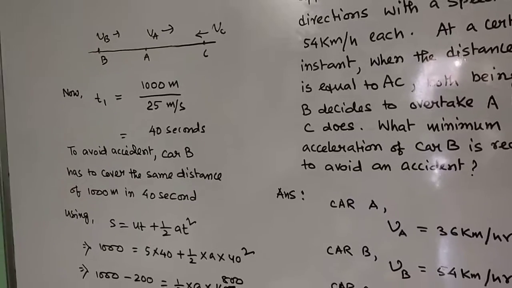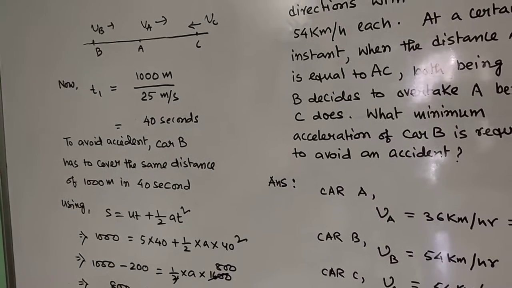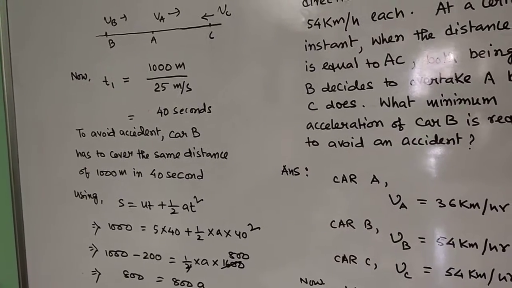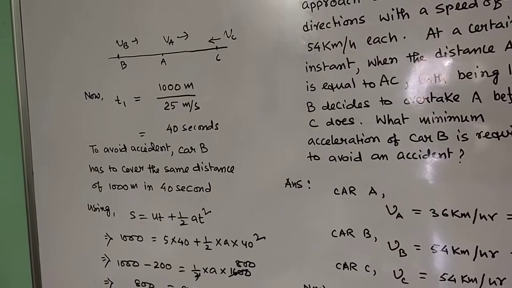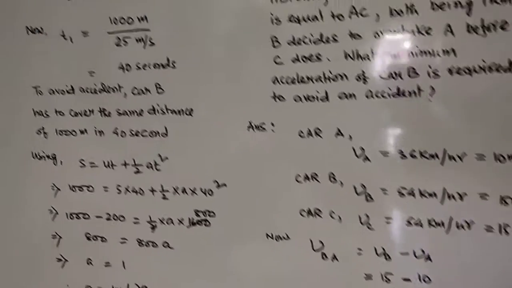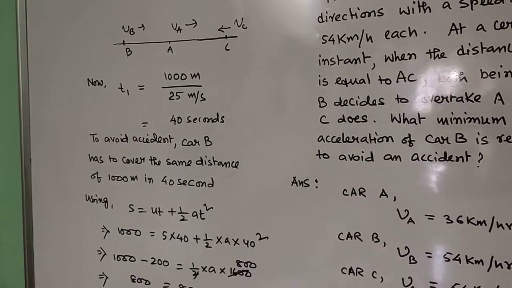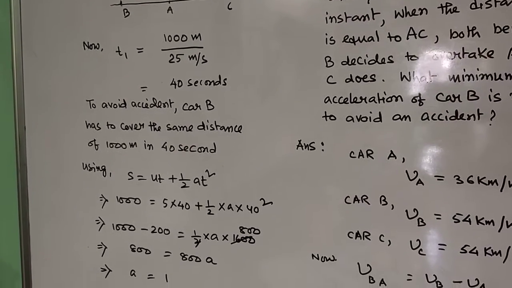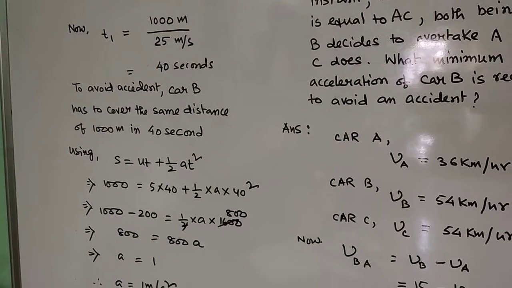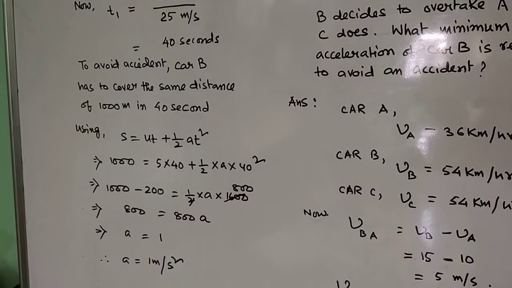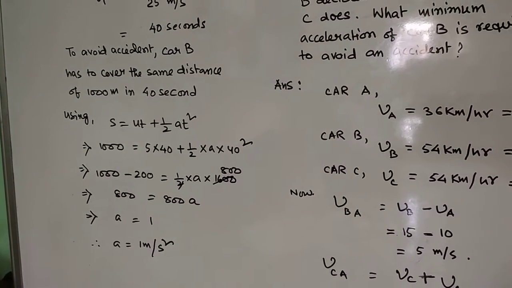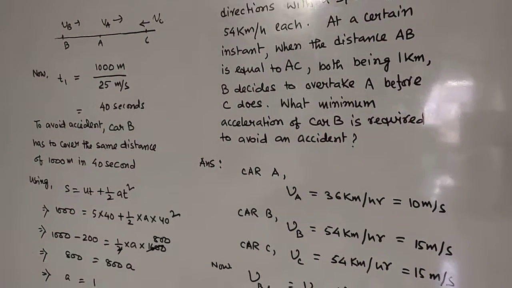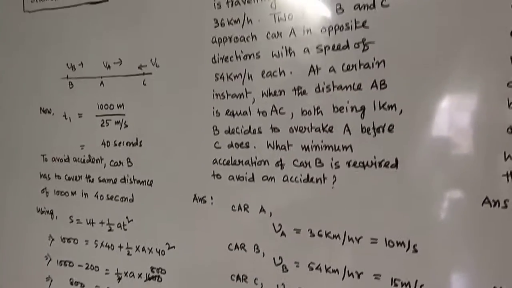So if you use the equation S is equal to ut plus half at square, you will get the required acceleration for B. So S equal to 1000 and u is nothing but the relative velocity of B with respect to A, that is 5 meter per second. That is 5 into time, which is 40, plus half a into 40 square. On simplification, 1000 minus 200, that's 800, that's 800 a. So a equal to 1. Therefore, the acceleration of car B must be 1 meter per second square.